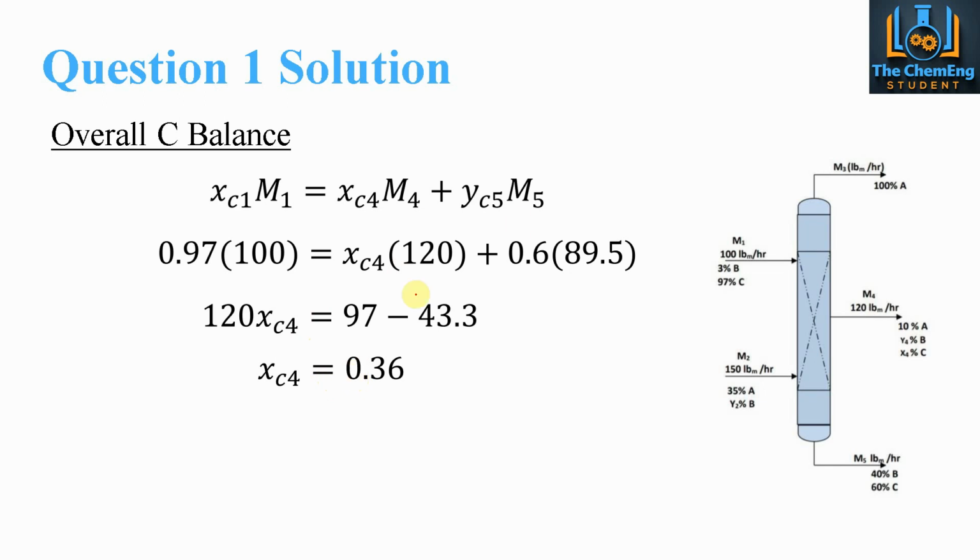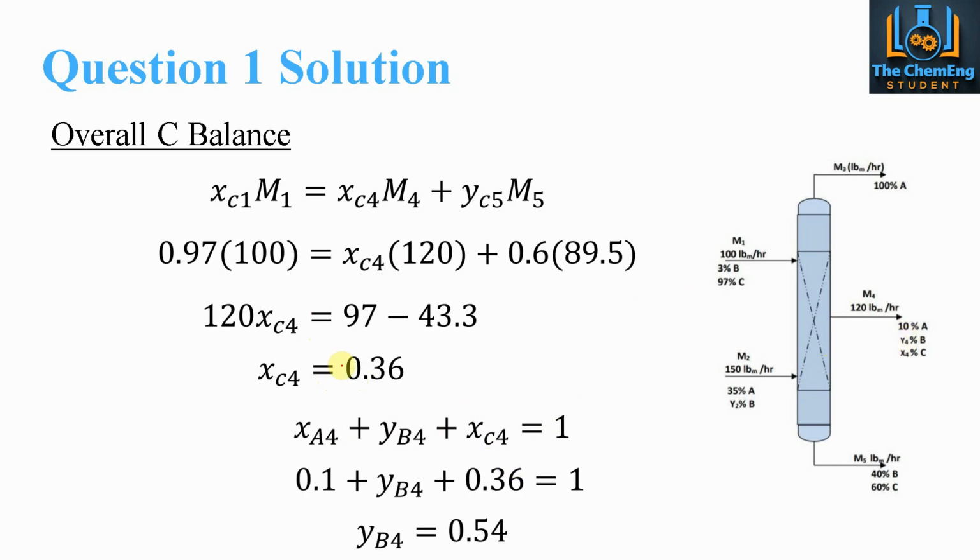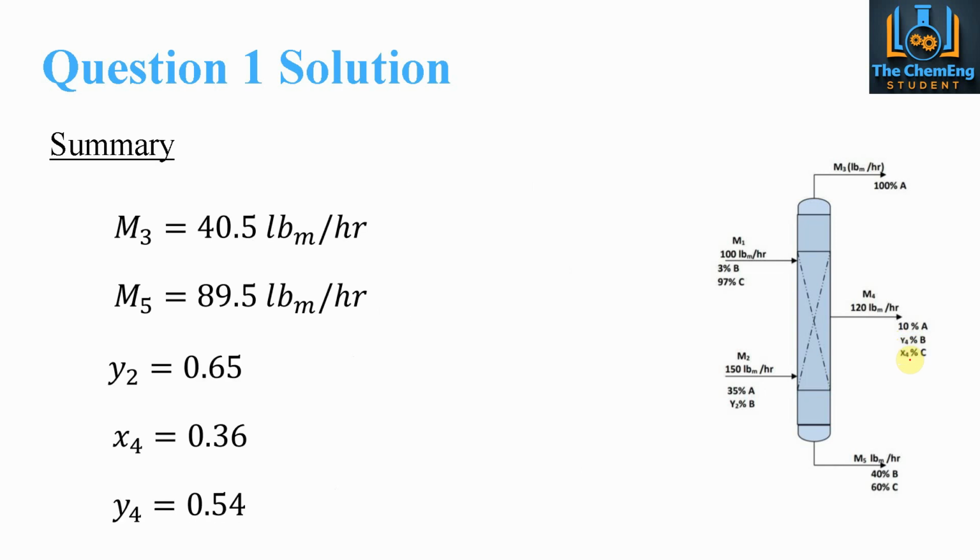Now that we know that, we can then say that the compositions of A, B and C must equal 100%, i.e. 1. We know that A brings 0.1, we know now that C brings 0.36, so therefore we can work out that YB in stream 4 is 54%. And that's how you would go about dissecting a problem like this.